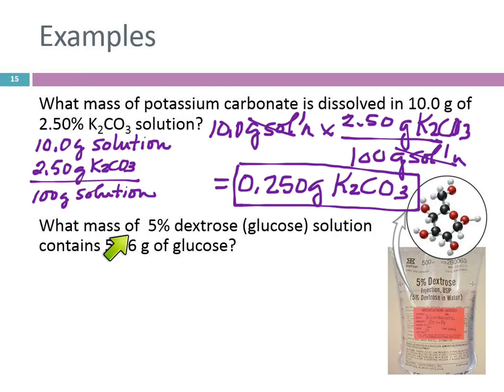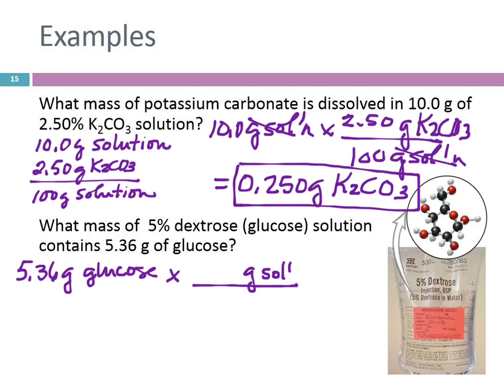Well, again, we have a percent and we have a number with just a plain old unit. So this is what we're going to start with, and we're going to use the percent as a conversion factor. So 5.36 grams of glucose, or dextrose, it's just another name. And what are we trying to find? Mass of the whole solution, right? So we're looking for grams of the solution. We want to divide by grams of glucose. So I get my units in there.